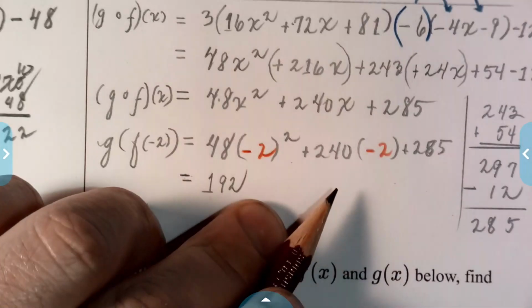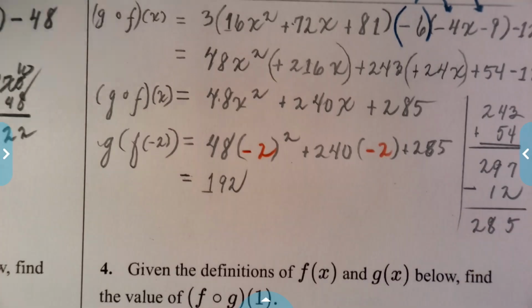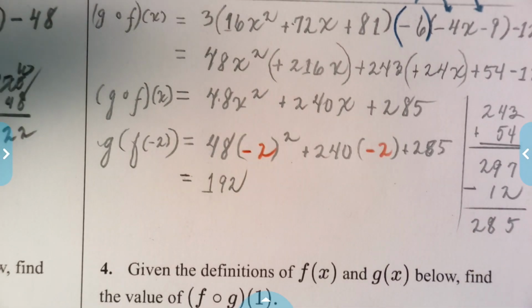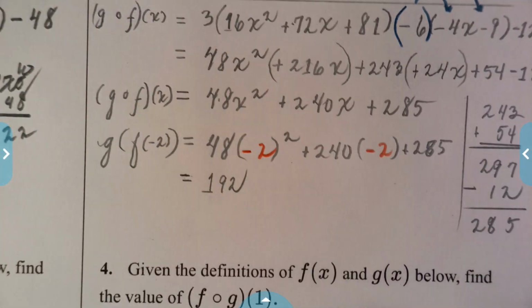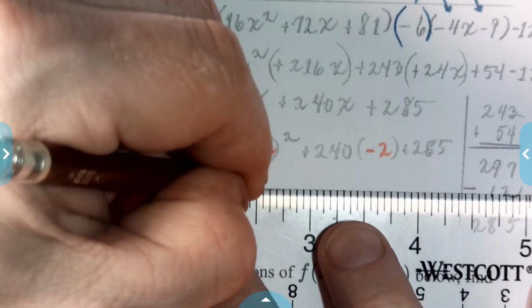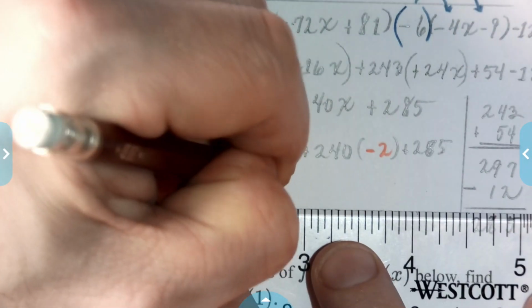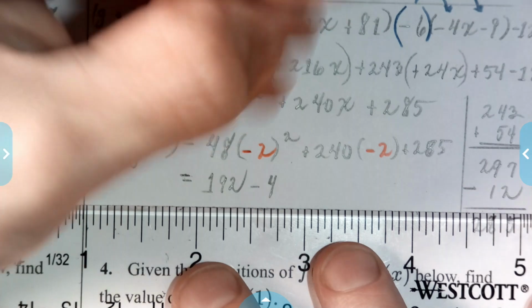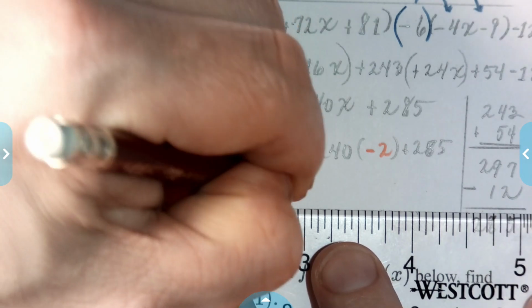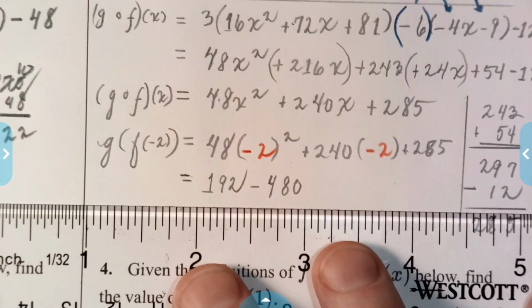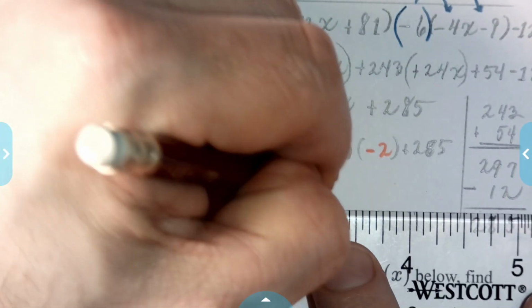And then 240 times negative 2 is negative 480, right? Because 24 times 2 is 48, so minus 480 plus 285.